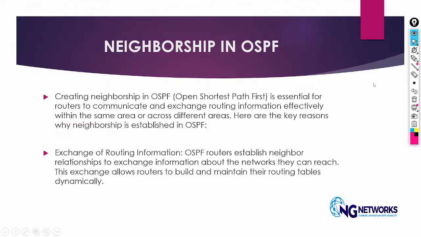When we talk about neighborship, creating a neighborship is essential for routers to communicate and exchange information effectively within the same area or across different areas. Here are the key reasons why neighborship is established in OSPF. Exchange of routing information. Let me give you a very good example. You might have called someone. You do call every day. If you are calling someone, first of all, what do you do? You pick up the call and say hello. If the other person says hello, then you understand that our connection has been created. Now we can start speaking with each other, right?